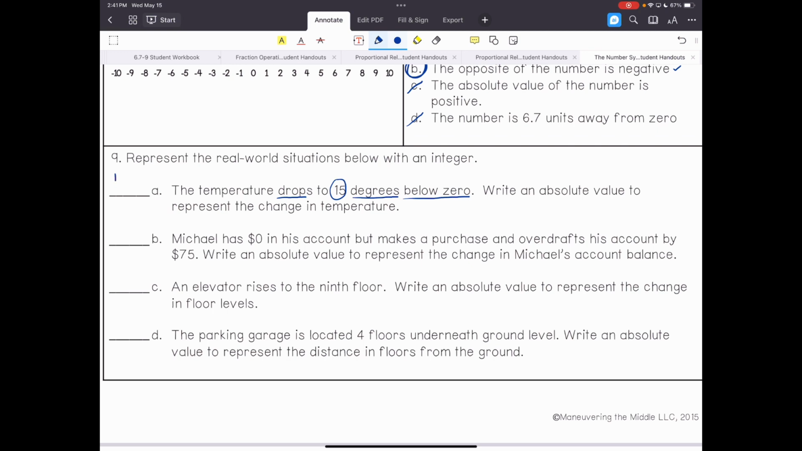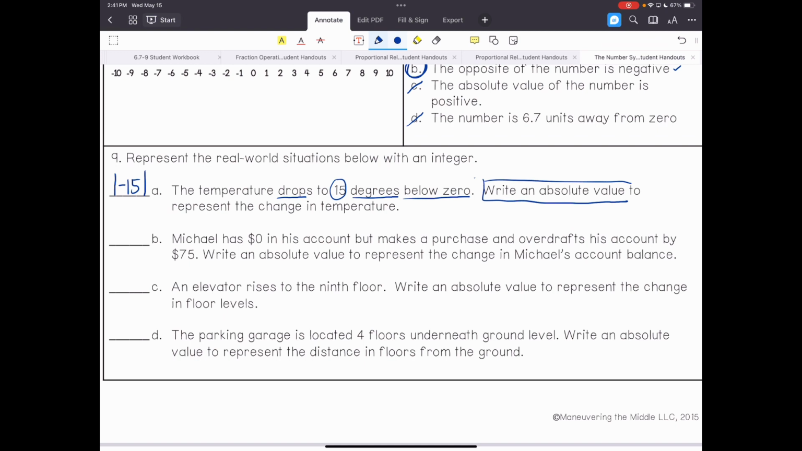So an absolute value, the absolute value of negative 15. So the absolute value for the change. The change was negative 15, but we want to take the absolute value. So write an absolute value. That was why we had to add those absolute value signs.